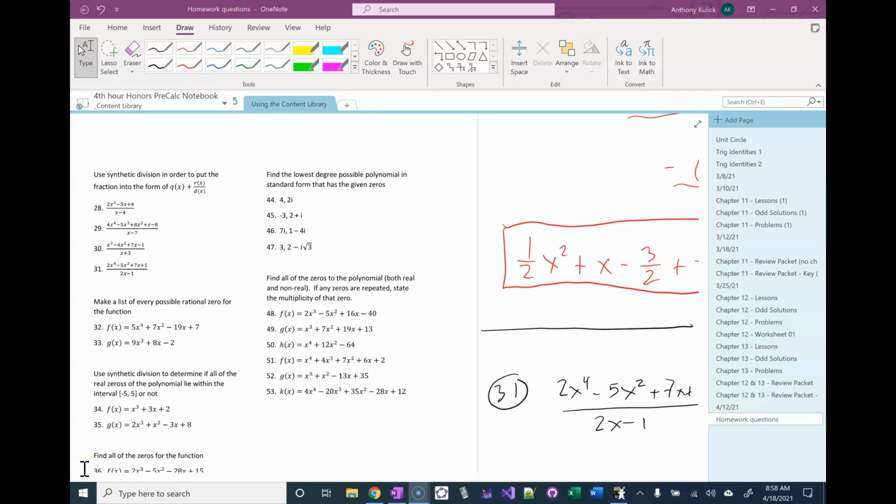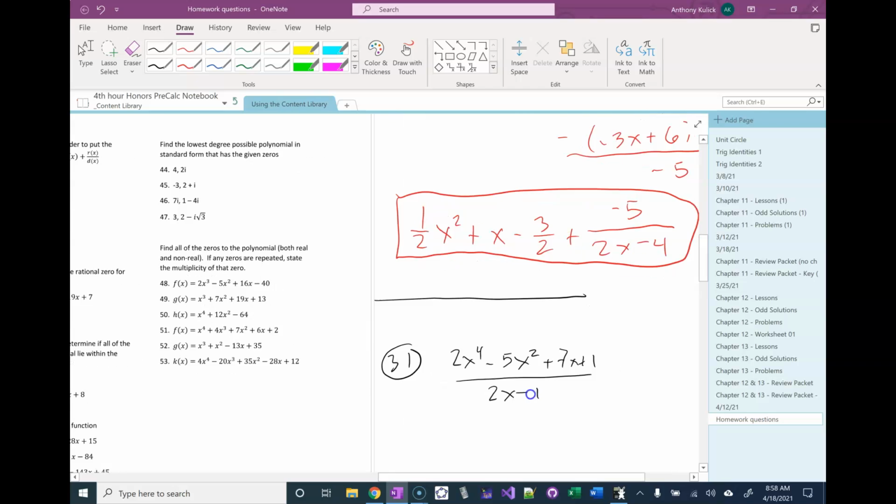This problem is for chapter 13, number 31. So this problem says use synthetic division in order to put the fraction into the form q of x plus r of x over d of x.